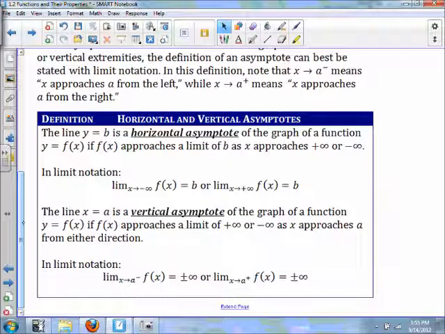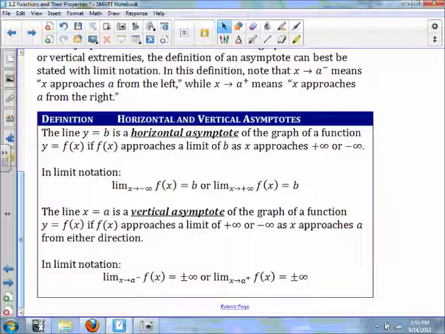Now, we have a formal definition of an asymptote here. The line y equals b is a horizontal asymptote of the graph of a function f of x if f of x approaches a limit of b as x approaches positive or negative infinity. In limit notation, the limit of f of x as x approaches negative infinity will equal b, or the limit of f of x as x approaches positive infinity will equal b.